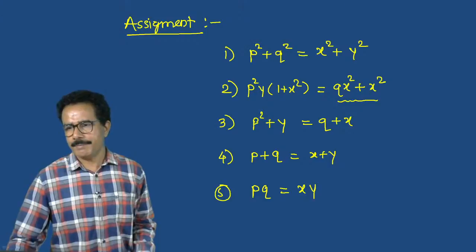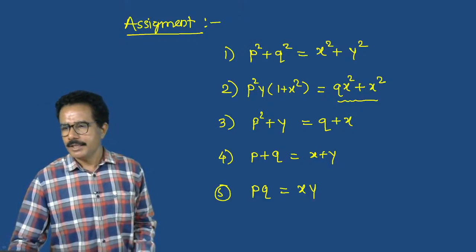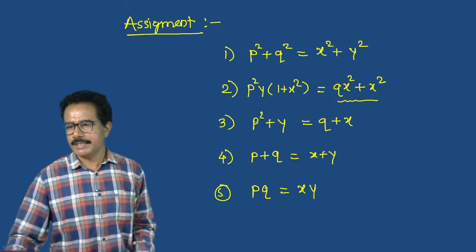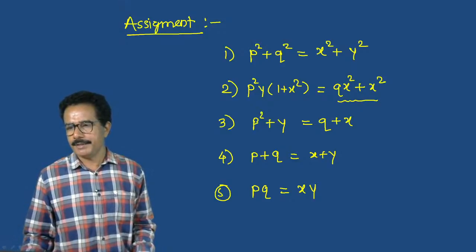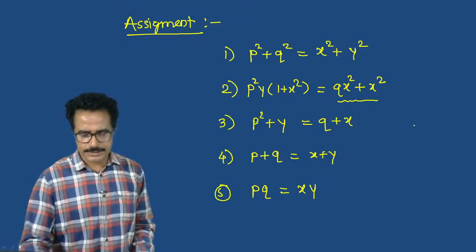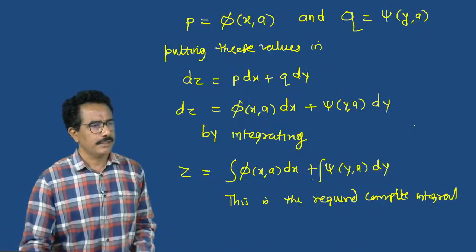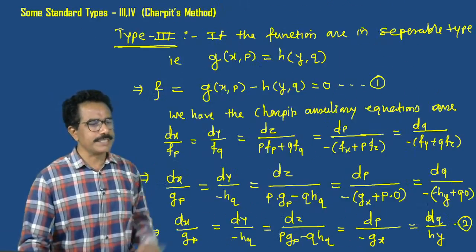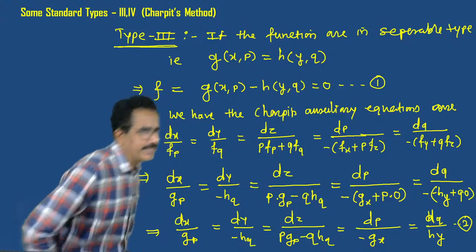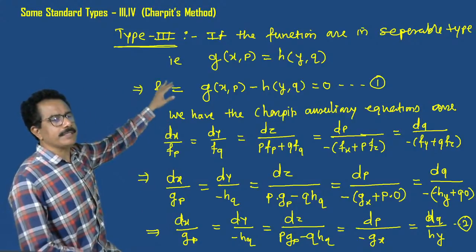Anuradha Giri, see what she says. So I shall solve the problem of Anuradha Giri: how dz divided by p dp minus q dp in the Charpit's auxiliary equation was solved. Okay, I shall discuss this. We shall move towards the Charpit's method. Actually, this is the method type number 3.